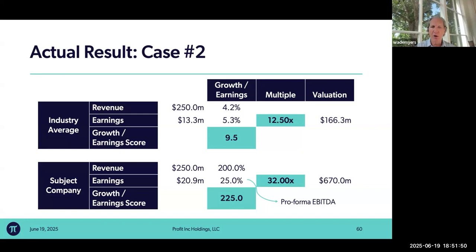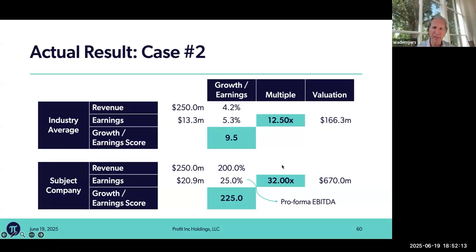So what we were able to argue is, well, on a run rate basis, we can extract 25% EBITDA. And so we did this pro forma EBITDA, right? But because we grew so fast, we haven't had time to improve it yet, but therefore we're worth 32x. So the same size of company in that industry would have fetched about a 12 and a half times multiple.